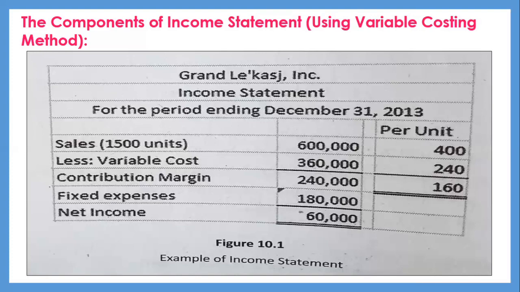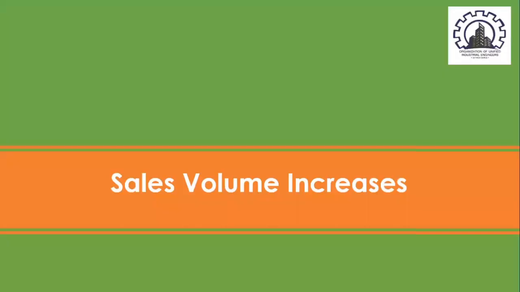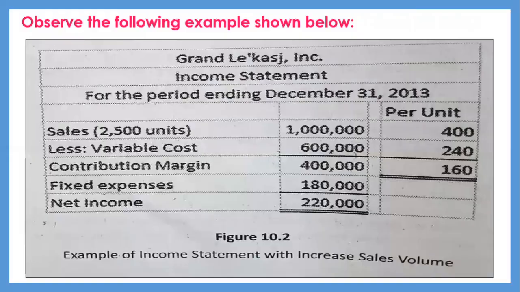And the second key area that we're going to be discussing right now is sales volume increases. Now, observe the following example shown below. This is still an income statement of Grand Lecas Incorporated for the period ending December 31st, 2013. As you can see in figure 10.2, this is an example of an income statement with increased sales volume.